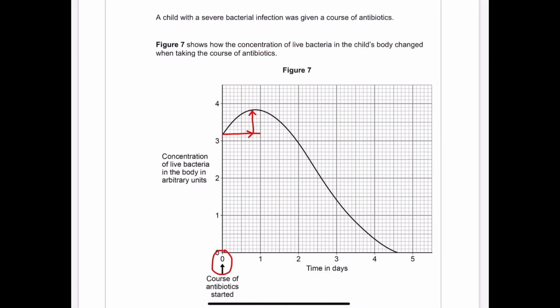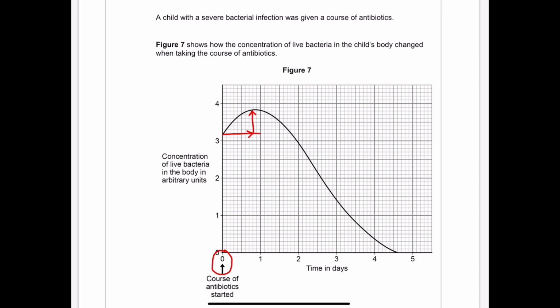Before proceeding to question number 5.4, we need to understand the figure number 7. A child with severe bacterial infection was given a course of antibiotics. The figure number 7 shows how the concentration of live bacteria in the child's body changed when taking the course of antibiotics. This is the place when the course started, and the time in days is along the x-axis, whereas the concentration of live bacteria in the body is along the y-axis.